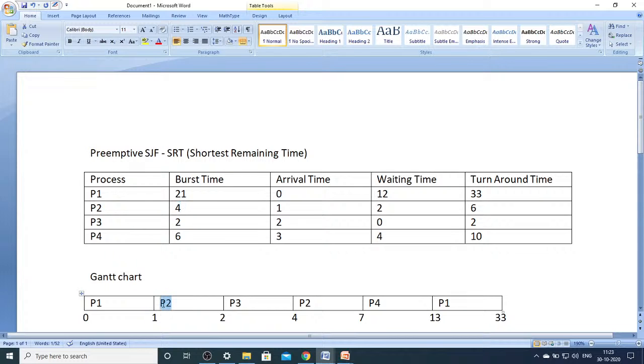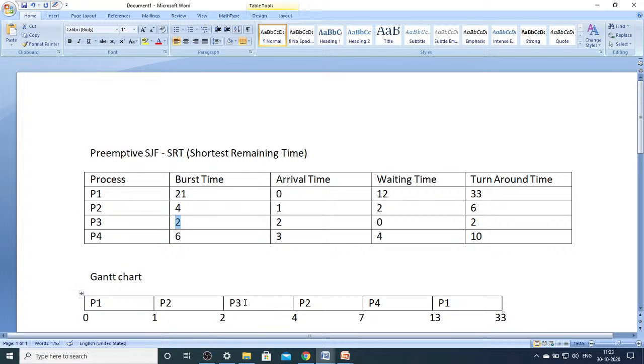So P2 is getting started, and after P2 executes for one more second, that is at the end of second two. So here you can see who is arriving. At the end of second two, you are seeing P3 arriving, whose requirement is just 2 seconds, and the current ongoing process P2, after executing for 1 second, still requires 3 seconds. So here P3's requirement is less, so P2 will be preempted and P3 will be serviced.